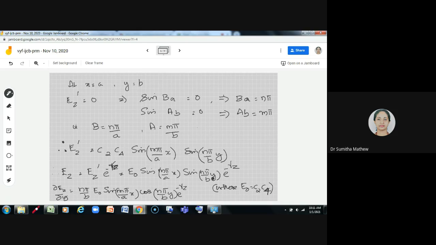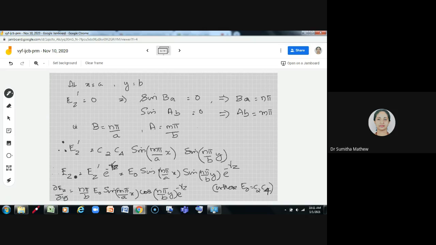That means for the next term which depends on y, taking the partial derivative. So here the constant is n pi by b. So first you write n pi by b into E naught into sine n pi by a x as such. Then the partial derivative of sine n pi by b y becomes cos n pi by b y, into e raised to minus gamma z. That's how you find out dou Ez by dou y.